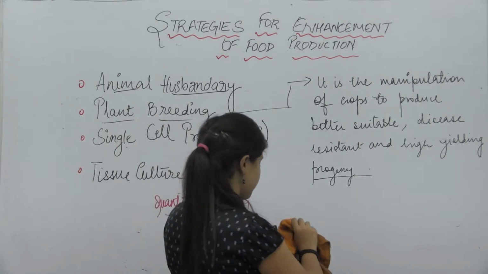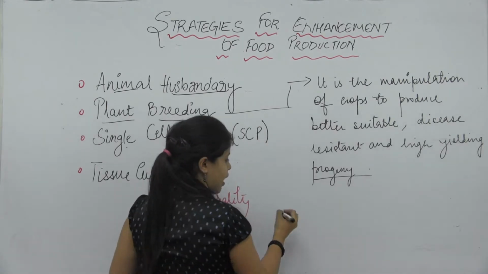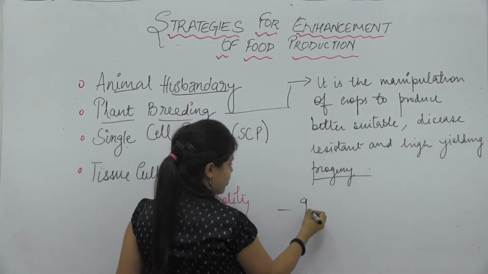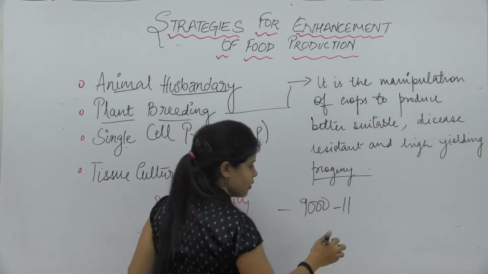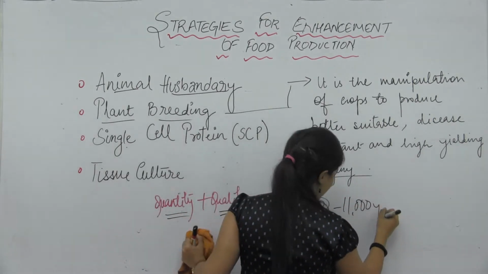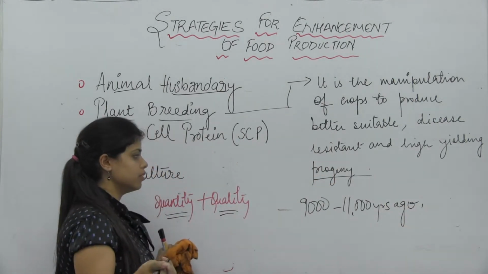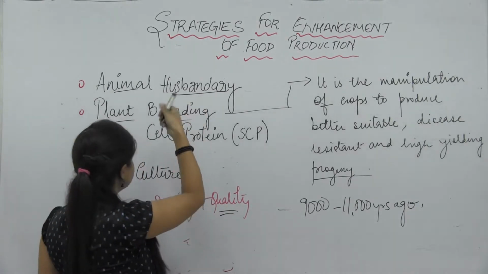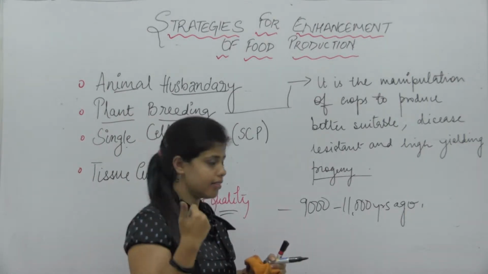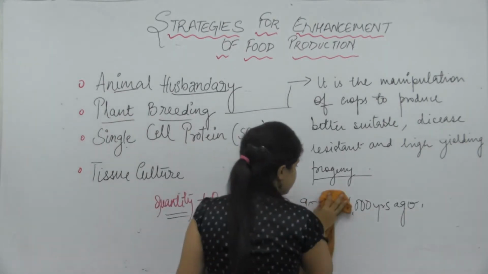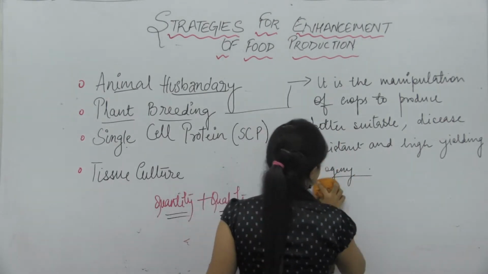So if you can note down, you can write down that plant breeding actually started, well, this is just for your knowledge, nobody will ask you this, 9,000 to 11,000 years ago, and even the plant breeding that was done in the ancient times still has its results in present day. So in a way, we can thank our ancestors too.